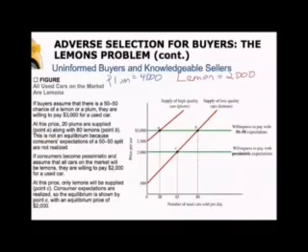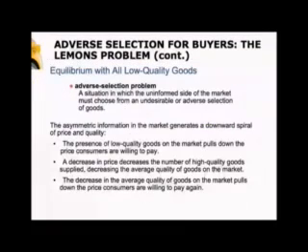The presence of the bad cars drives the good cars out of the market. This is called adverse selection. It's a situation in which the uninformed side of the market must choose from an undesirable or adverse selection of goods, not able to get plums because the lemons drive them out of the market. The presence of the low-quality goods in the market pulls down the price consumers are willing to pay. The decrease in the price decreases the number of the high-quality goods supplied, decreasing the average quality of the goods, which further decreases the price that consumers are willing to pay.